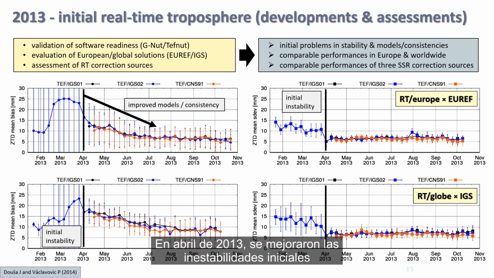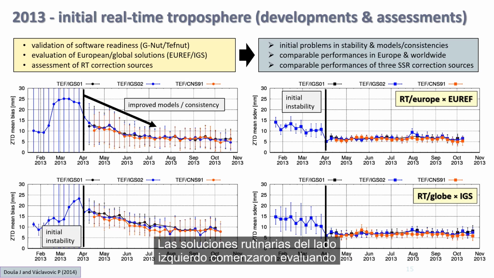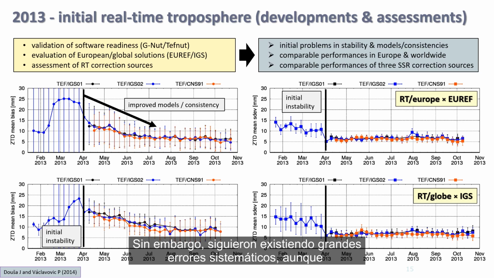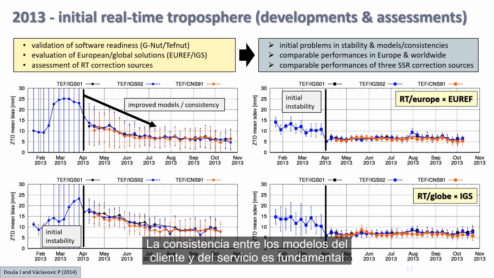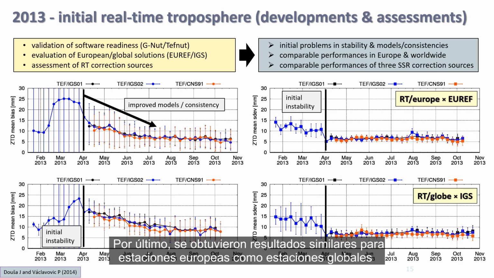In April 2013, initial ZTD instabilities were improved by completing all critical models in the software, left side. Routine solutions started by evaluating 2 IGS correction sources, IGS01 and IGS02, and a CNES individual correction source. Mean ZTD standard deviation achieved a sub-centimeter level quality, however, large systematic errors remained, even though they were steadily reducing. A consistency in models between client and service is critical in PPP analysis. Finally, similar results were achieved for European as well as global stations, confirming an implicit support for a global production.